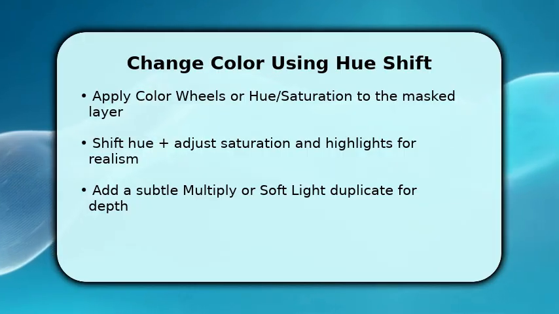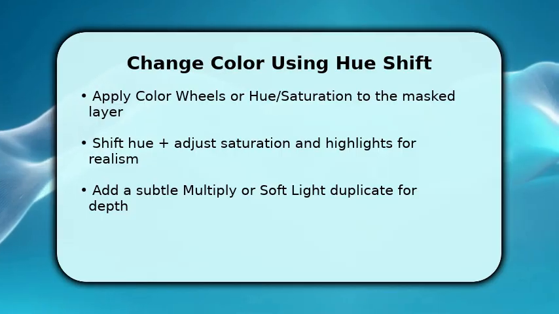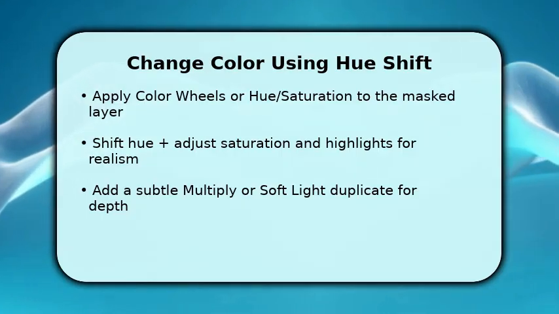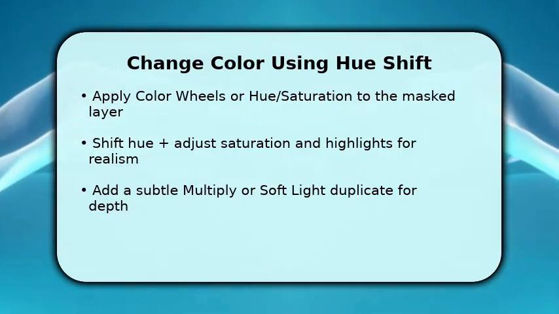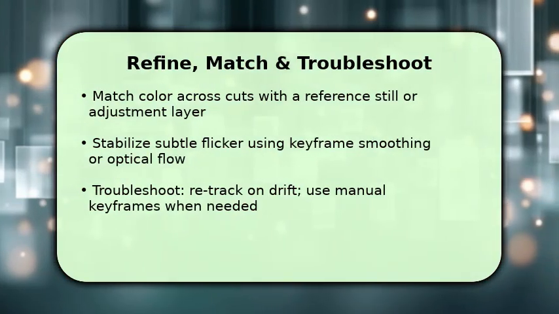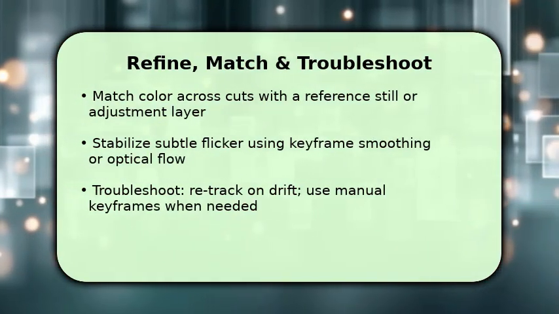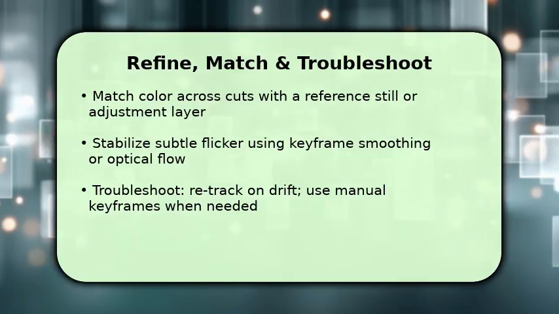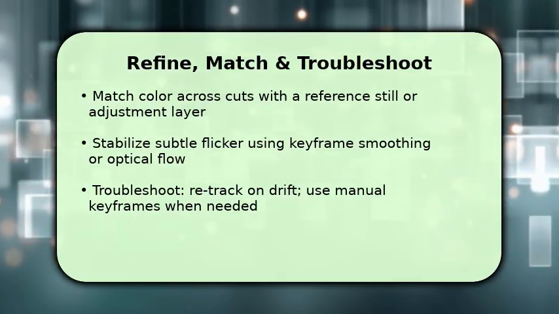For depth, duplicate the masked layer, set it to soft light, or multiply at low opacity, and softly dodge the finish by matching color and brightness across every cut. Use a reference still or an adjustment layer so each shot reads consistently. Push small contrast and temperature tweaks as needed.